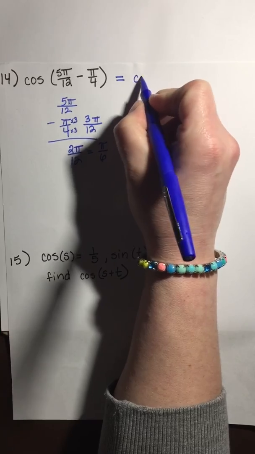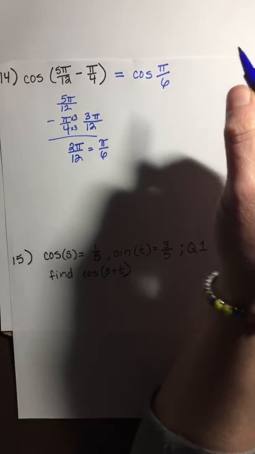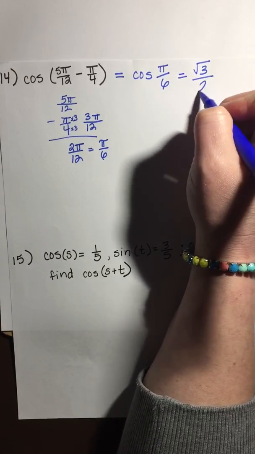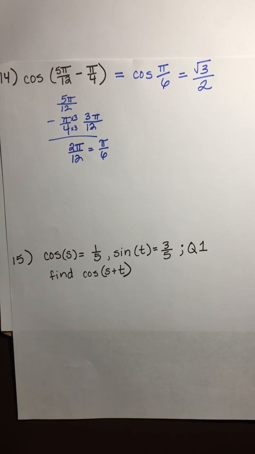So really all it's asking me for is the cosine of pi over 6. That is easy breezy lemon squeezy. That is going to be the square root of 3 over 2, and that problem is done. And now for a good one.